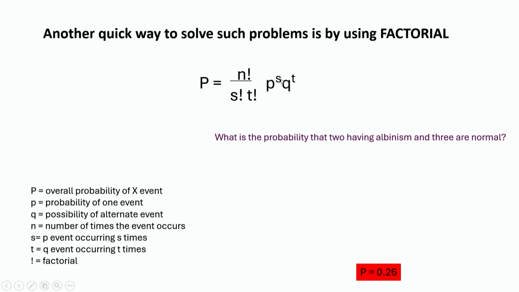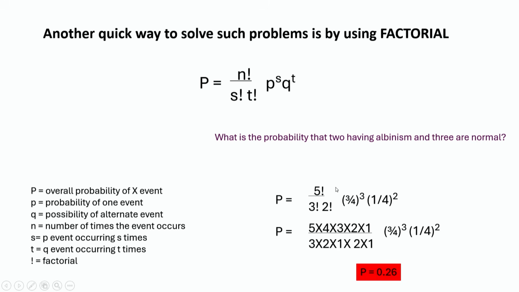T is the same thing for the other event. P to the power S is the probability of P and the number of times it is going to occur, and likewise the probability of Q and the number of times it is going to occur. The same way, with the same example as before, we can solve for the probability of having 3 normal and 2 albinic children. So factorial of 5 divided by 3 factorial and 2 factorial, and then 3 by 4 to the power 3 and 1 by 4 to the power 2.